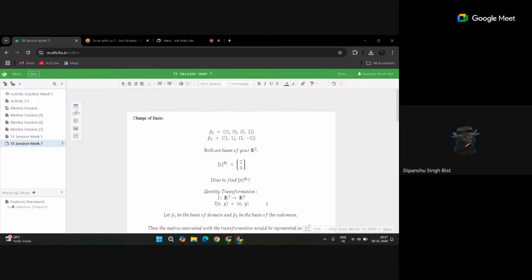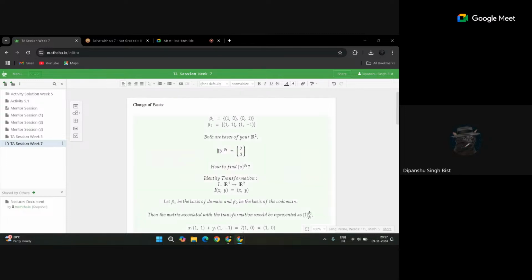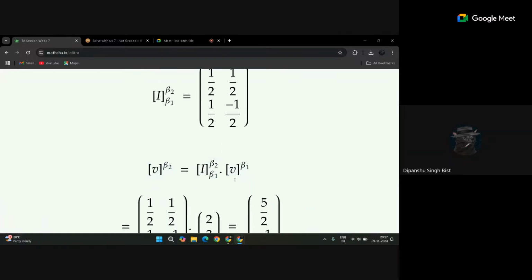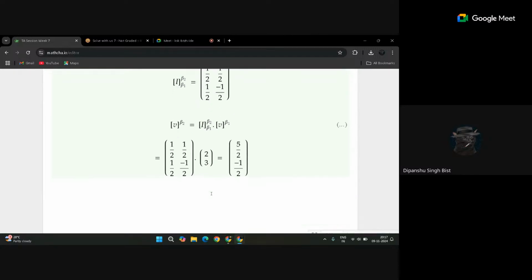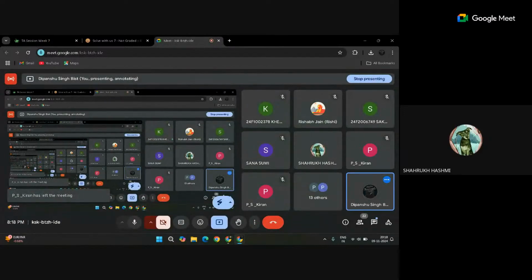Change of basis: how can you change a basis? This is the method that you follow. If you are given a coordinate vector with respect to the basis B1, and it is asked what the coordinate vector with respect to the basis B2 would be, first you find the identity transformation matrix, and then you use this. Whenever you want to change the basis, just pre-multiply with this identity matrix, and your basis would be changed. Okay, any doubts in this one? No, sir.